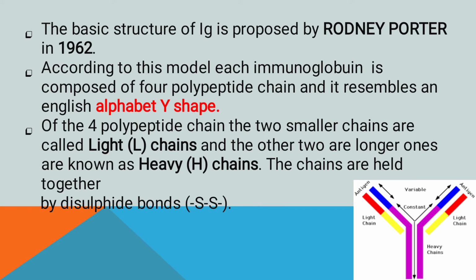The basic structure of antibodies was proposed by Rodney Porter in 1962. According to this model, each immunoglobulin is composed of 4 polypeptide chains, and it resembles the English alphabet Y. Out of the 4 polypeptide chains, 2 smaller chains are called light chains, and the other 2 longer ones are the heavy chains. These light chains and heavy chains are held together with the help of disulfide bonds.